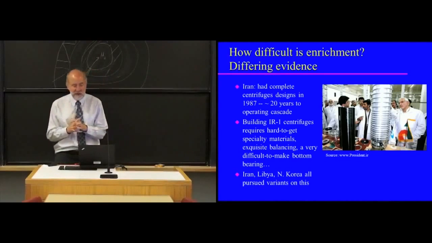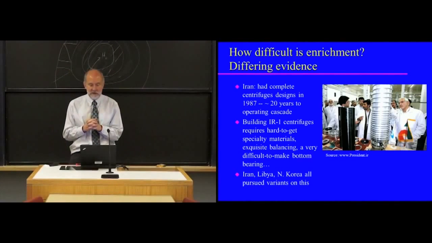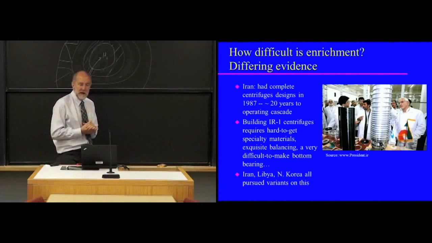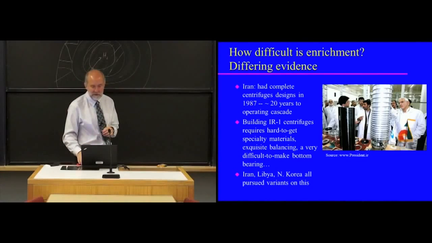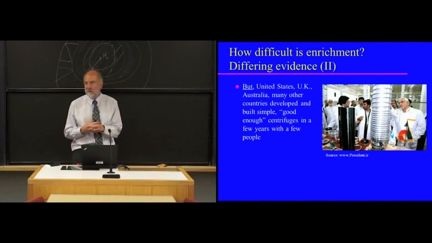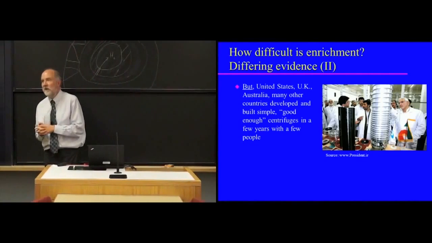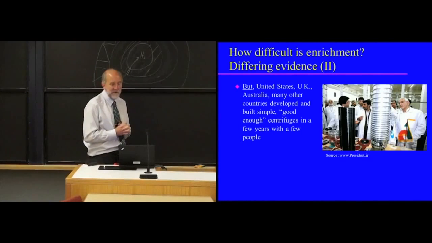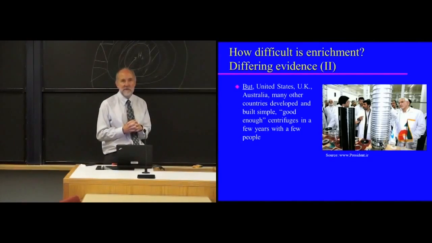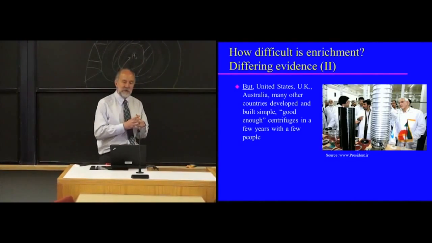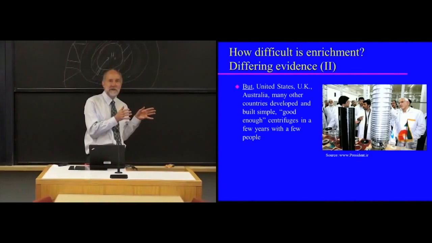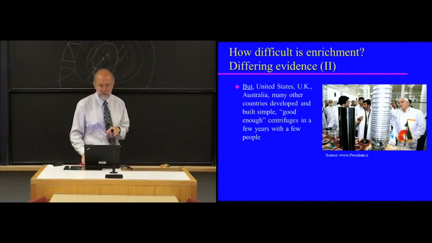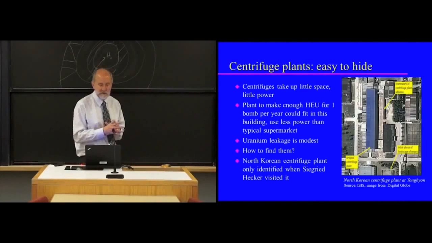So they require exquisite balancing. The bottom bearing, as I mentioned, is often difficult to make for this type of centrifuge. And a number of countries have been working on that kind of centrifuge. But on the other hand, you also have a number of countries who have developed relatively simple centrifuges with a relatively small number of people in a relatively small amount of time. So there are people who argue we shouldn't be spending so much time trying to restrict the technology of centrifuges, because countries, if they do it properly, can develop them themselves without requiring all of this specialty stuff.